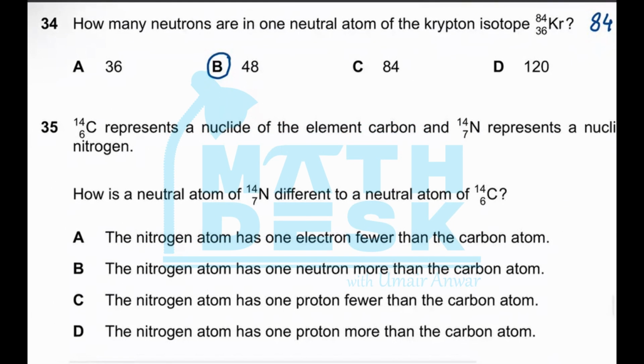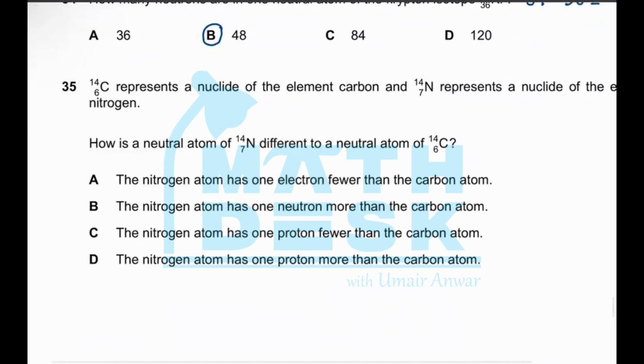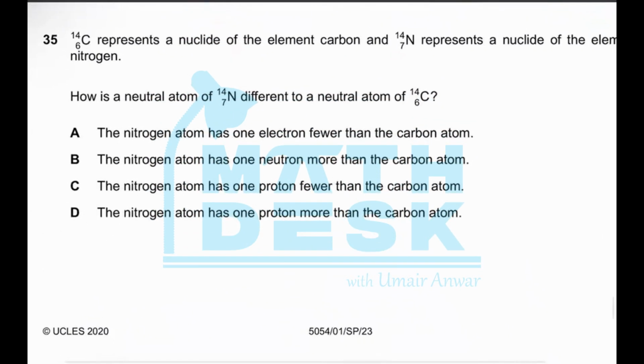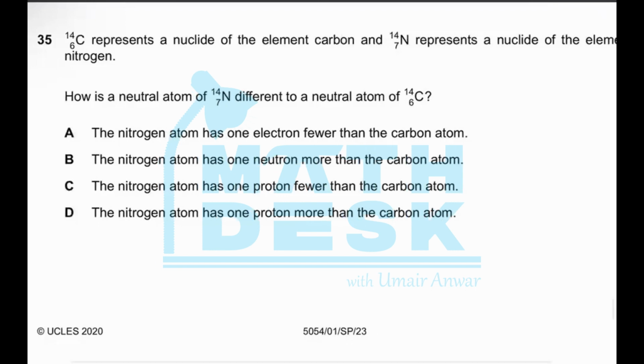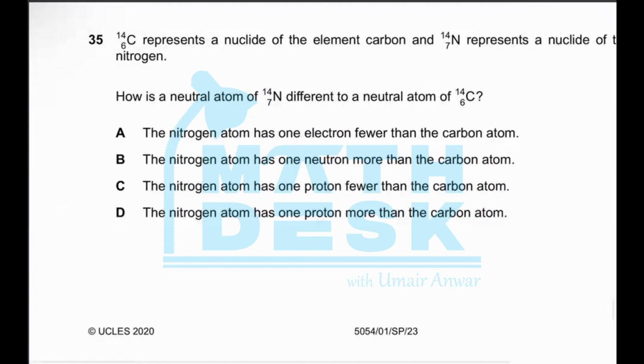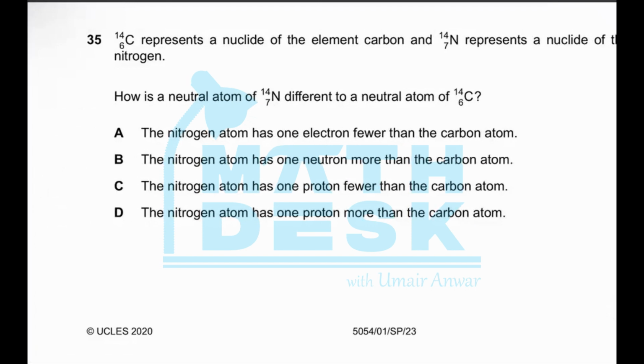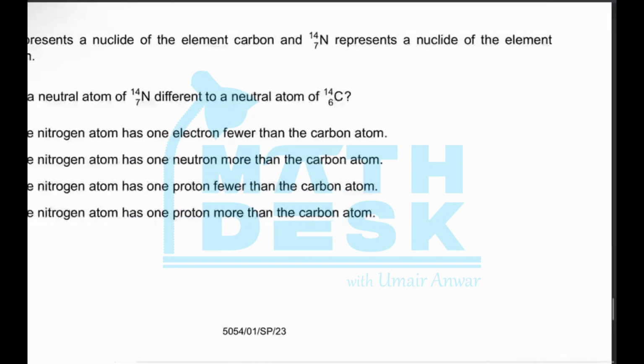Question number 35, it says carbon 14-6 represents a nuclide of the element of carbon, and 14-7 nitrogen represents a nuclide of the element of the nitrogen. How is a neutral atom of nitrogen different to a neutral atom of carbon 14?